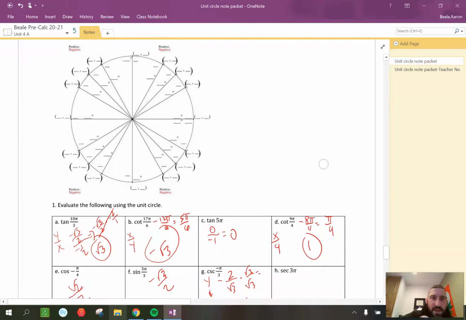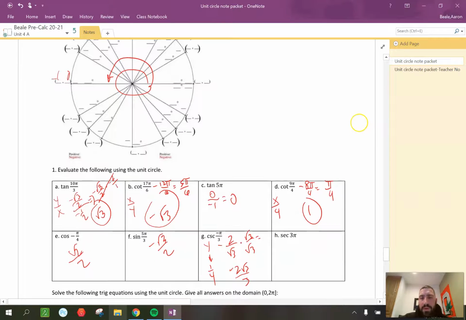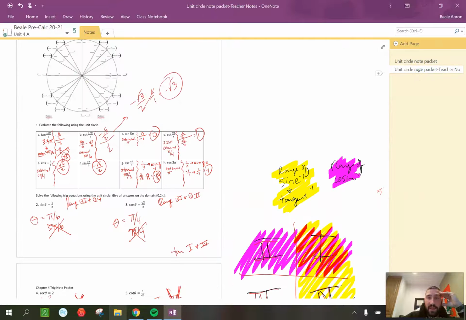All right, secant 3 pi. So that's 2 pi, 3 pi, so we're at -1, 0. We know secant relates to the cosine, which is the x, right? So we want the x value. We want 1 over x. So we want 1 over -1, which is -1. Are we good? I like it.